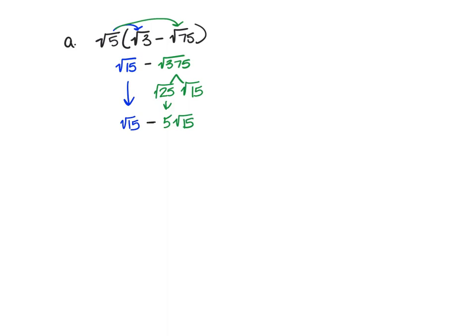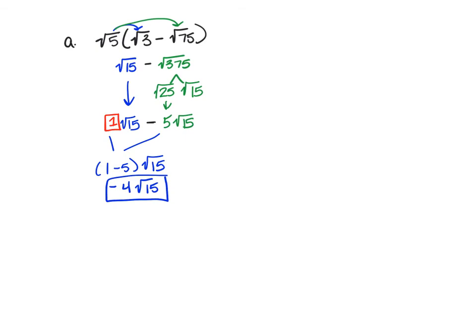So now I have a root 15 and a root 15. So the tricky part is we have to combine these together. Remember, when there's no number in front, it's going to be a 1. So we're going to combine the coefficients, which is 1 minus 5 root 15, and that's going to give me negative 4 root 15 for my final answer.